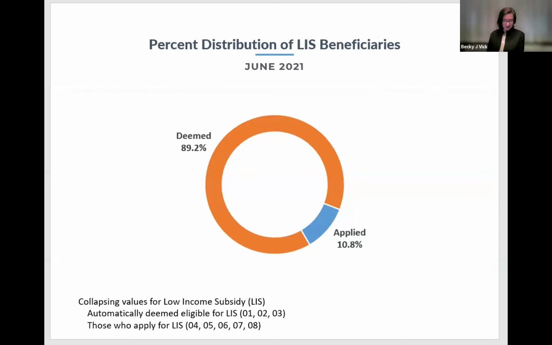This is just a pie chart that will show you that the vast majority of those with the low income subsidy, their coverage was deemed, so they were automatically put into the program, almost 90%.